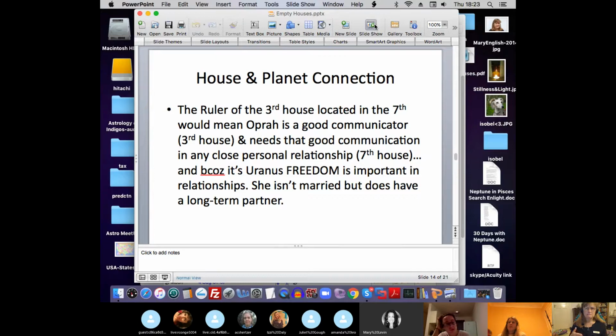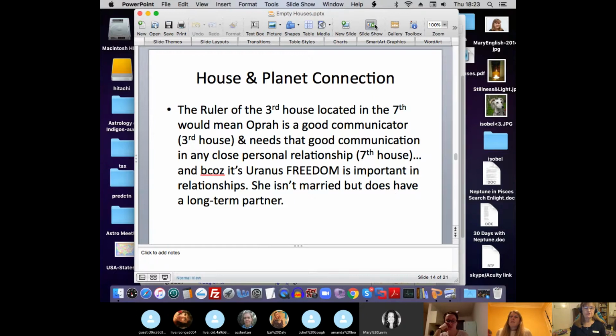I won't go into the meanings of all the planets because we will be here, unfortunately, all night, and we've only got a few more minutes before this PowerPoint's over. But each planet means something as well, and Uranus is the planet of freedom. So she isn't married, but she does have a long-term partner.